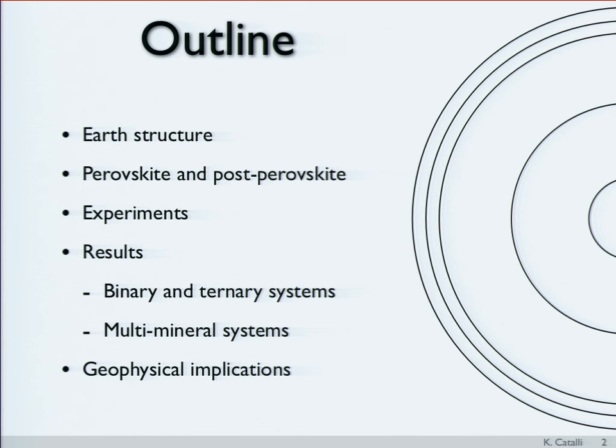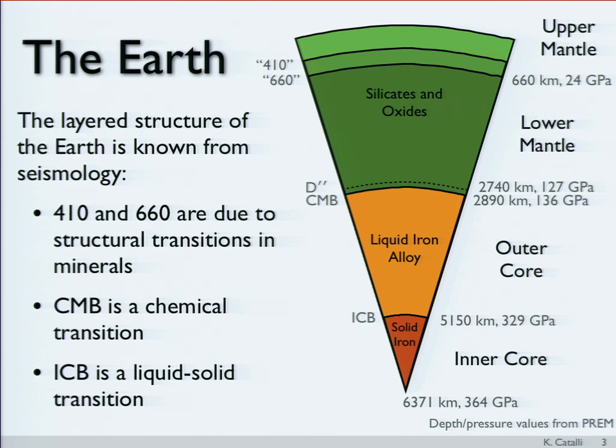Okay, so I'll start with a brief outline of my talk. I'm going to talk a little bit about the structure of the Earth, since I'm not sure everyone's earth sciences background. You may not have studied it since 6th grade. And talk about the minerals, perovskite, and briefly discuss my experiments, which are diamond-anvil cell experiments. And then present my results in two different sections, looking at binary and ternary systems and multi-mineral systems. And then I'll discuss some of the geophysical implications for my results.